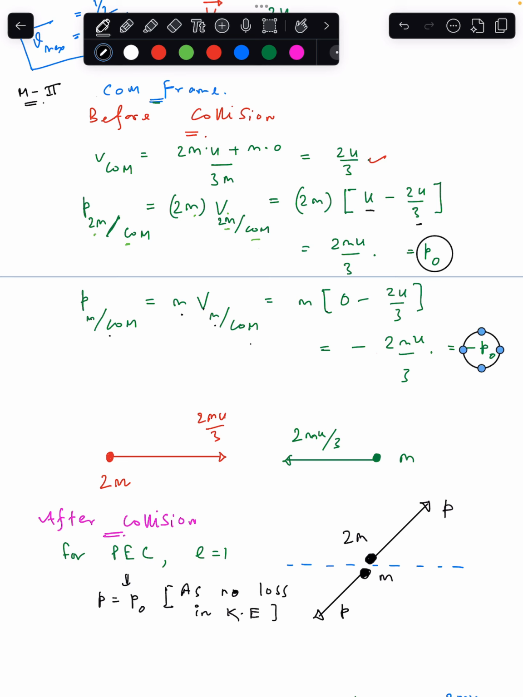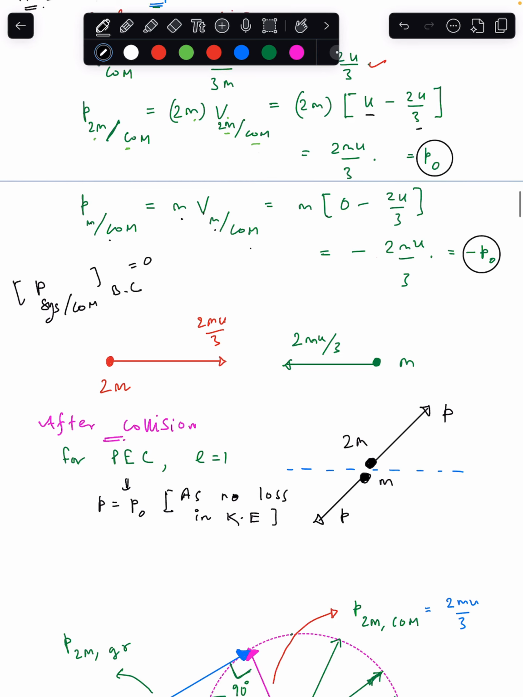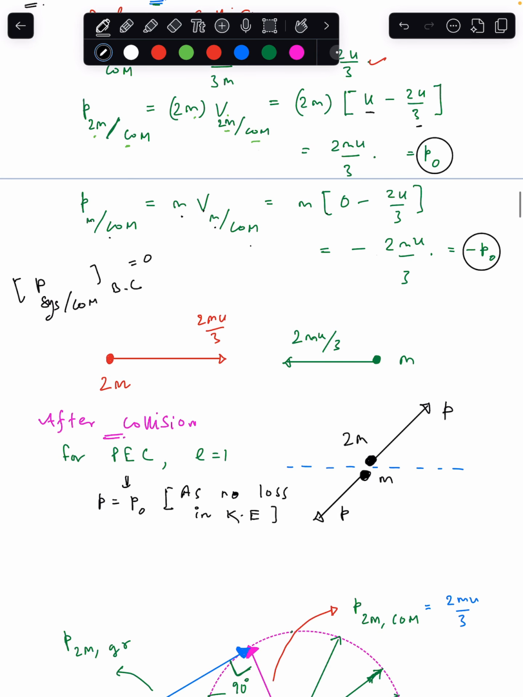It is supposed to happen because the momentum of the system with respect to center of mass before collision was coming to be how much? 0. So as you can check, with respect to center of mass, 2m is moving rightward with how much momentum? 2mu by 3, and m is moving leftward with how much momentum? That is 2mu by 3.